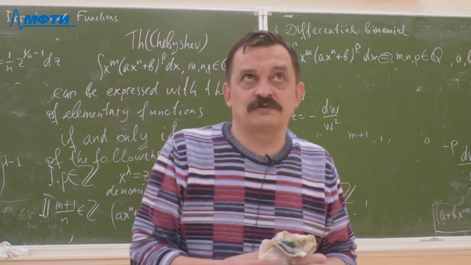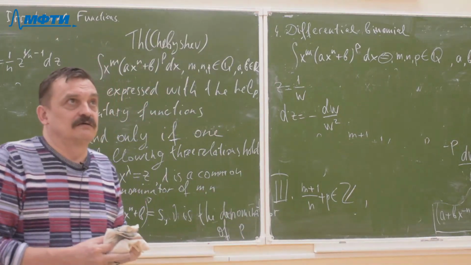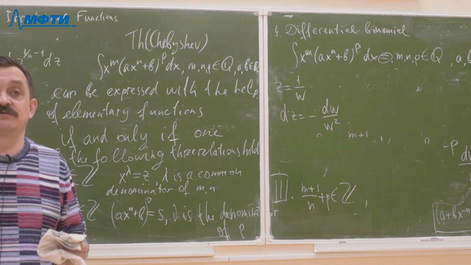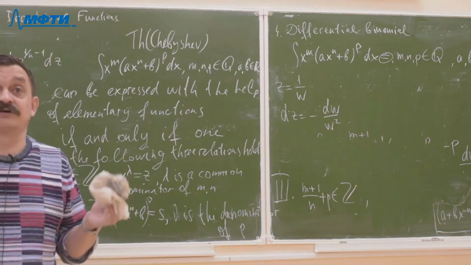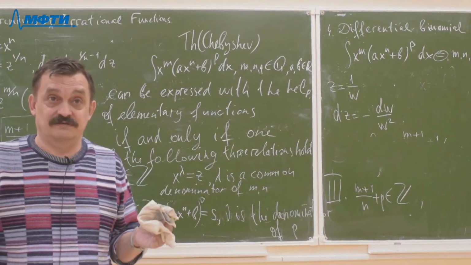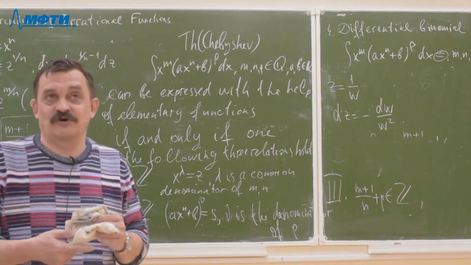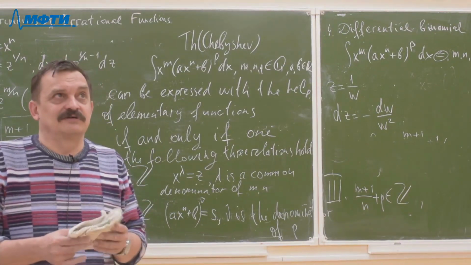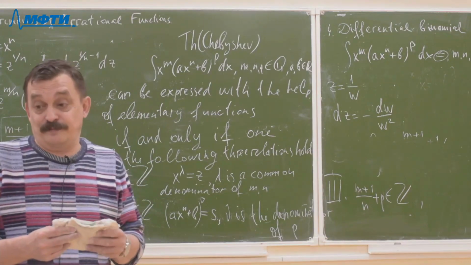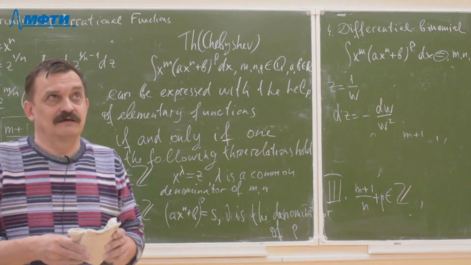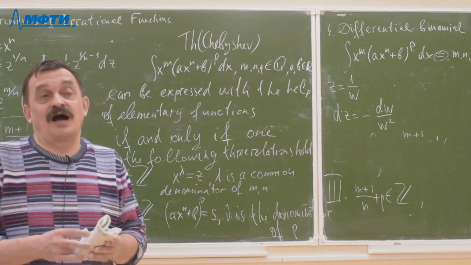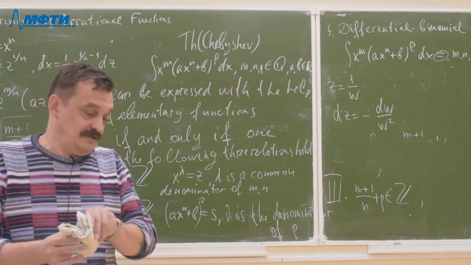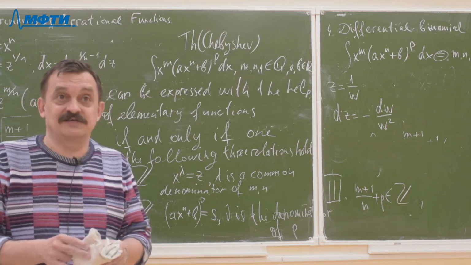In fact, this problem, to decide when you are able to express an integral with the help of elementary functions, was at the center of mathematics during the 19th century. And I would say that many modern branches of mathematics were born because of this. For example, algebraic geometry appeared with Abel's theorem, which can be formulated easily even now.